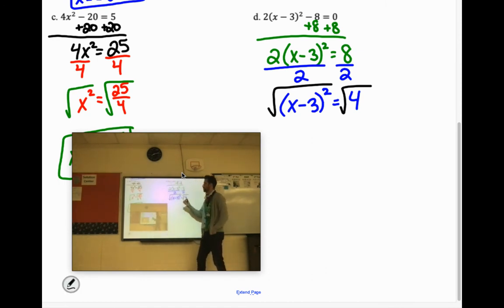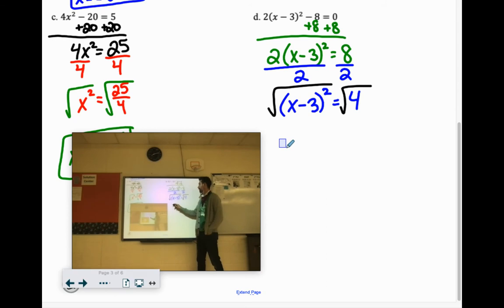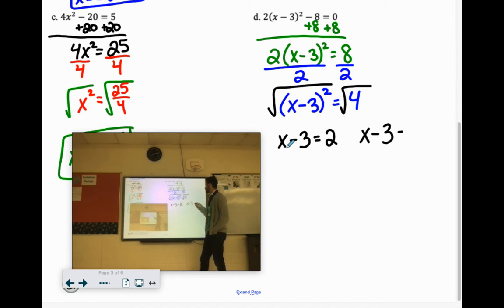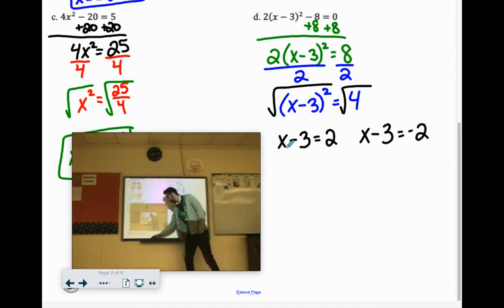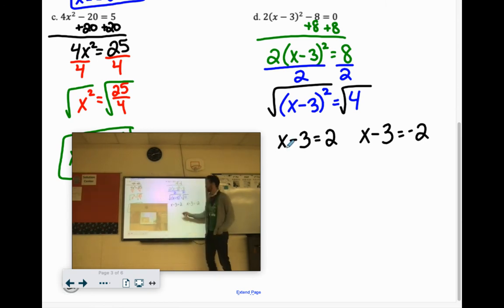So we're going to set up 2 equations actually. We'll set up x minus 3 equals 2 and x minus 3 equals -2, because we still got one more step. We got to get rid of that minus 3, so we will add 3 to both sides.